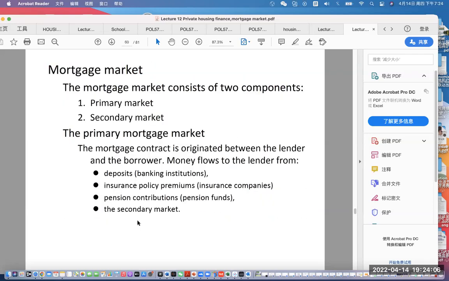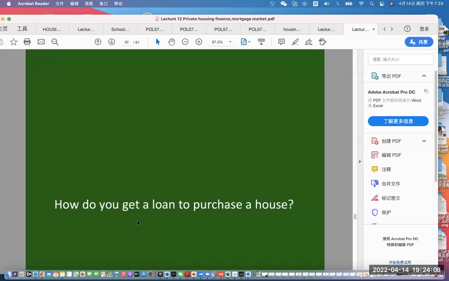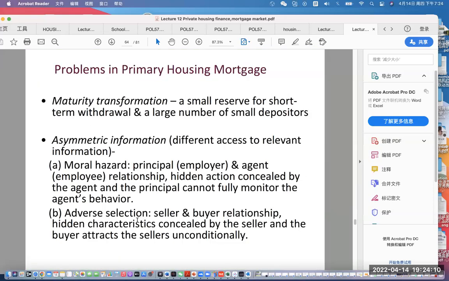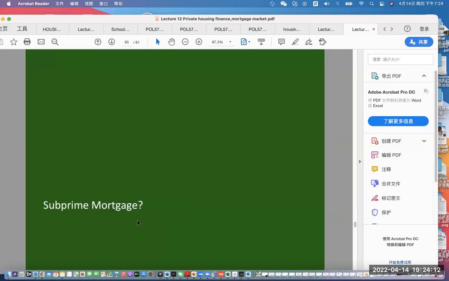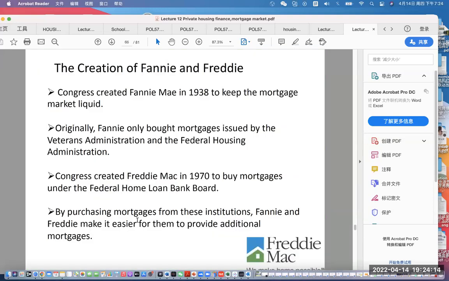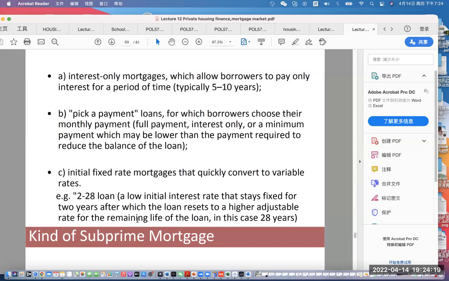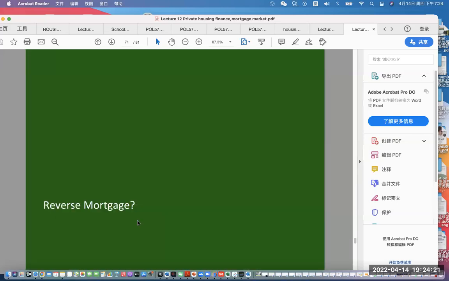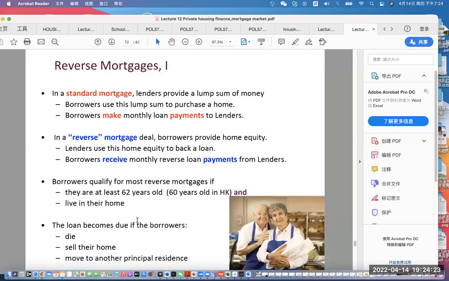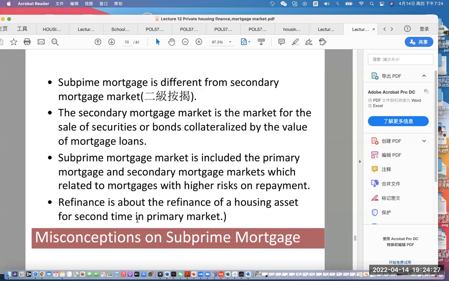And lastly, I think we introduced the primary and the secondary housing market and subprime mortgage, right? And then that follows from the last lectures, okay? And the kinds of subprime mortgages. And lastly is the reverse mortgage for silver reverse mortgage, which would happen in the future when the elderly society becomes very, very popular. So that's all I think we have introduced from the beginning to the end.